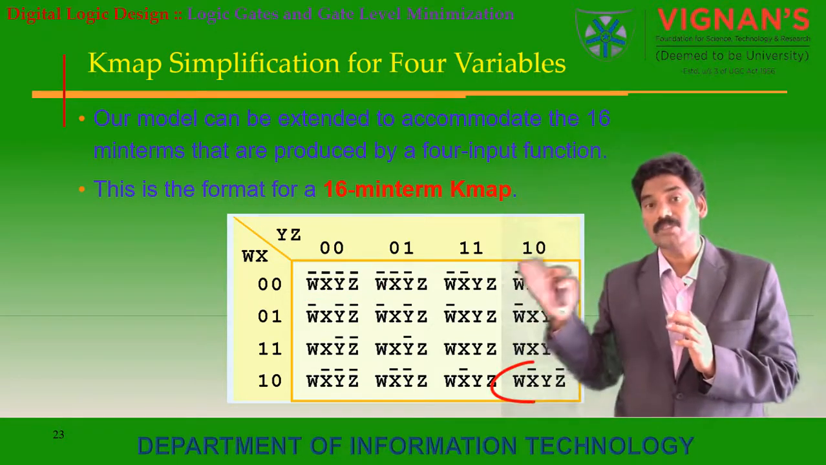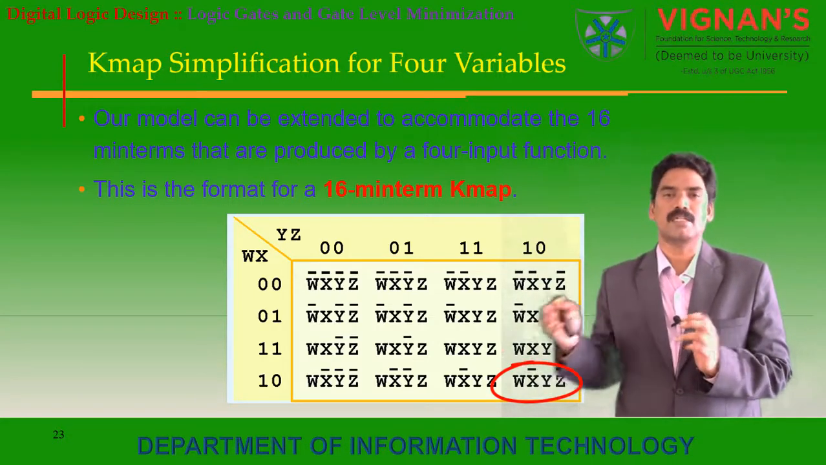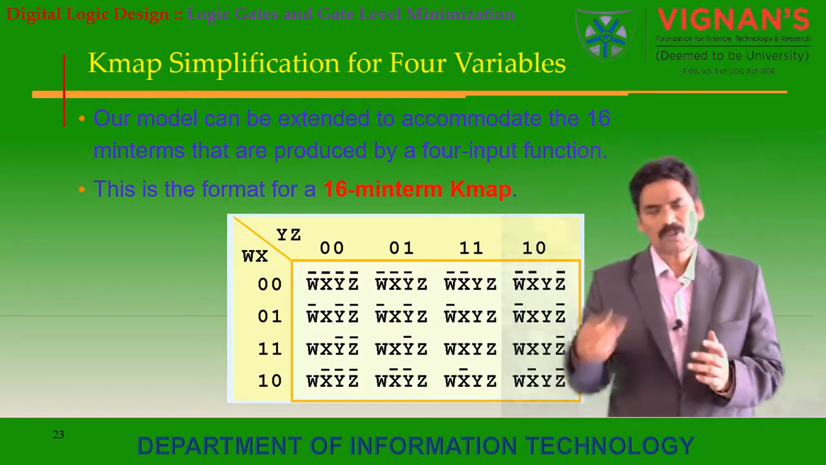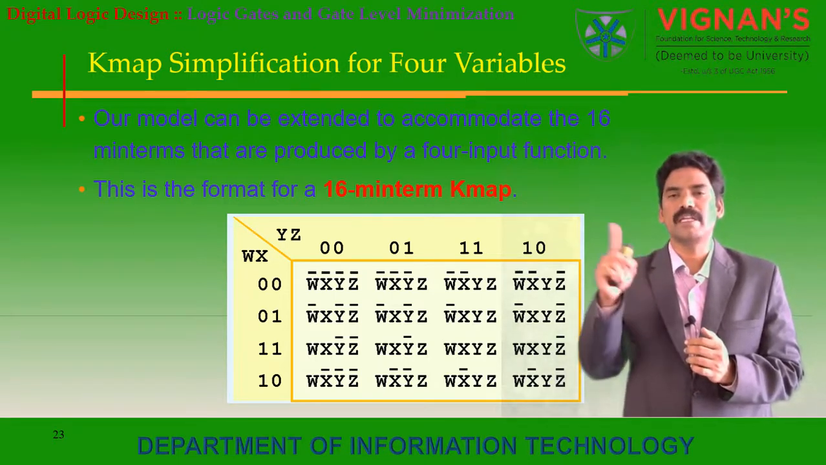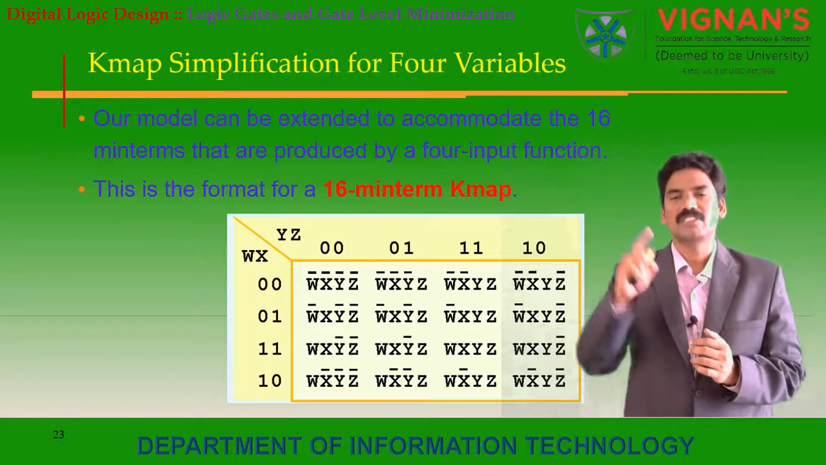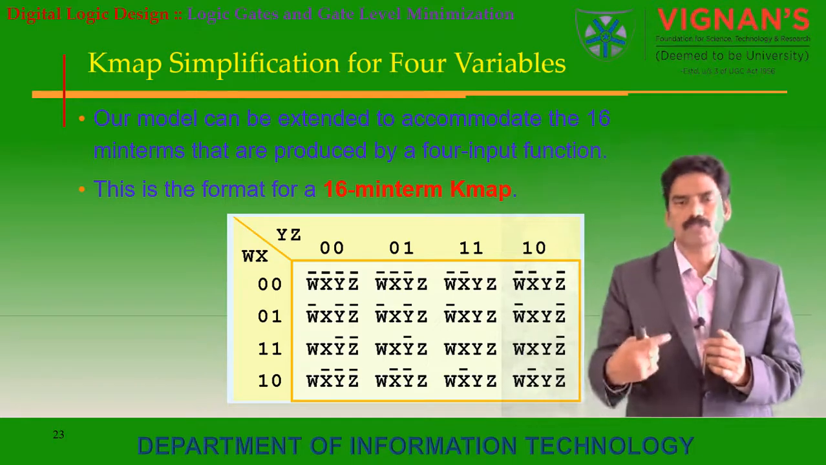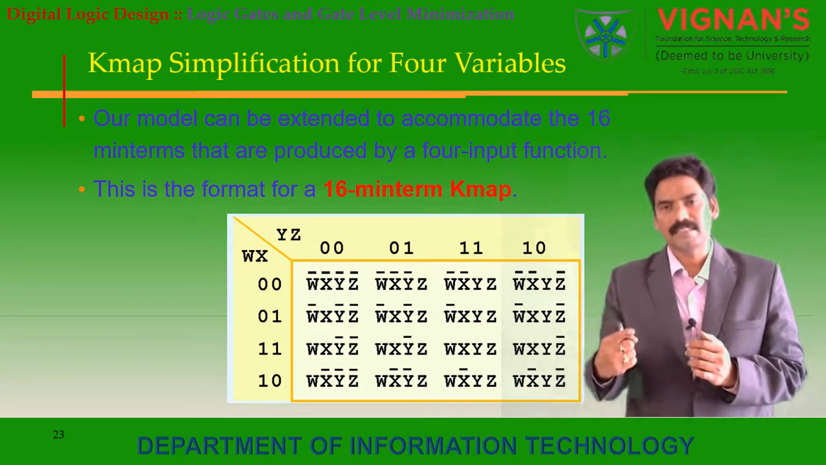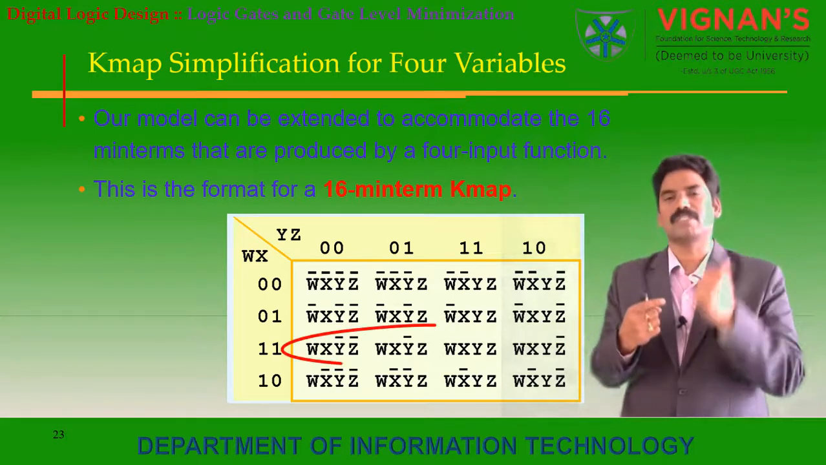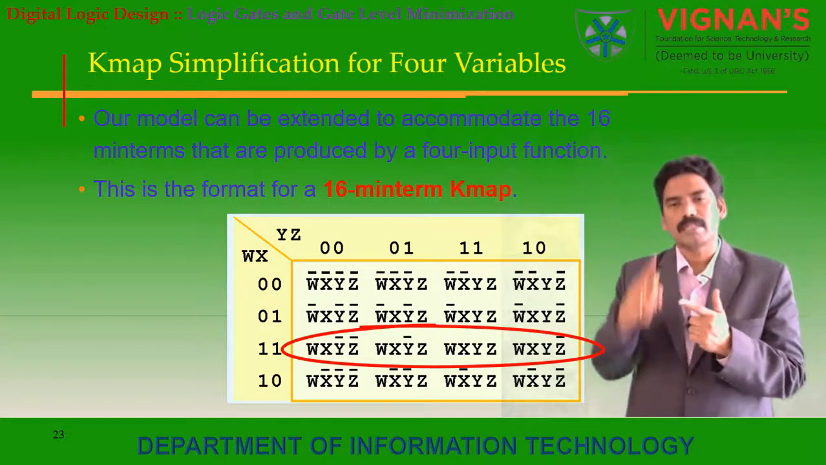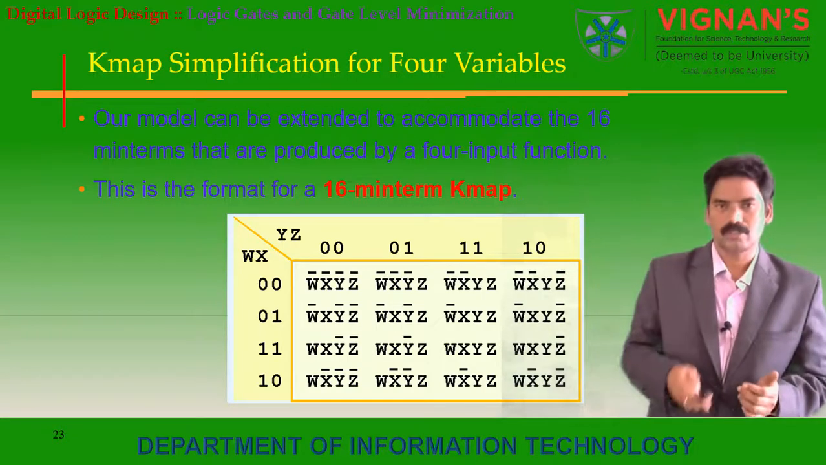And what is the last term? 1 0 1 0, that is 10. W, X bar, Y, Z bar. This is the 4 variable K map. And how to write minterms for this? First row is M0, M1, M3, M2, then M4, M5, M7, M6, next last row, M8, M9, M11, M10, and third row first column, 12, 13, 15, 14, those are the minterms.